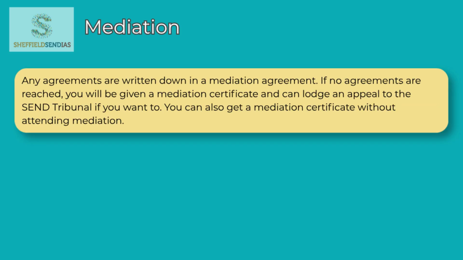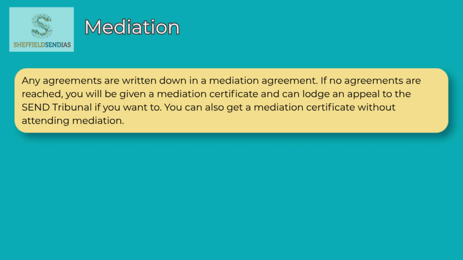Mediation meetings don't always lead to the issue being resolved, but sometimes they do. If an agreement is reached, this will be written down in what's called a mediation agreement. This is a contract between you and the local authority, and it's binding. If an agreement is not reached, you will be issued with a mediation certificate, and you will be able to lodge an appeal with the SEND tribunal if you want to.